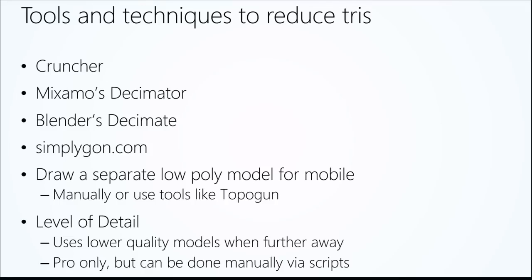Cool. There's various tools you can use. You can do it manually, or go into your favorite tool to do it. There are third-party tools like Cruncher, and I'll show you a quick demo of Cruncher. Mixamo has a neat one, Decimator. Blender has one built in called Decimate. There are third-party services, like simplygon.com, where you can upload your model to a site and it happens online. Really cool. There are plenty of services out there that do it in different ways.